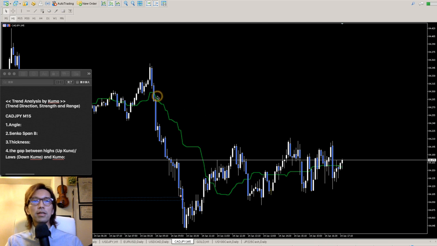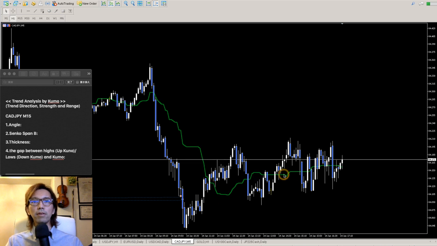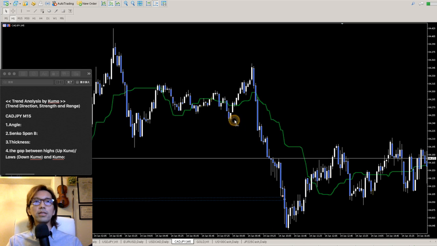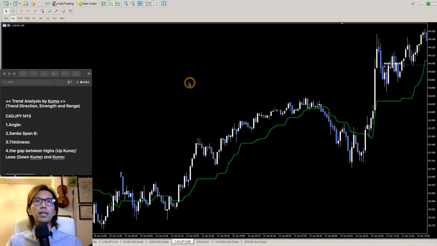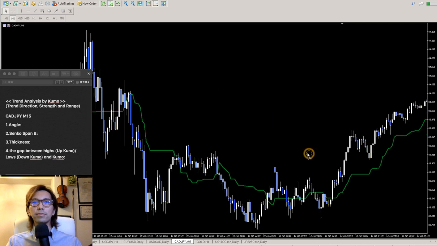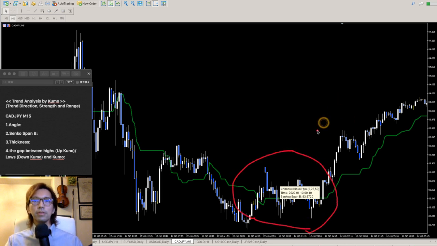Kijun Sen shows the market direction, and also when it's in range, it shows the mid price. We call it Hanne price level in Japanese, market level in the market. So like in this case, it's right in the middle of the range, right? So like in the past too, if you look back, like here too, right? The Kijun Sen is going through the mid price of the range. And even in the past, like here too, the Kijun Sen works as the mid price of the range.